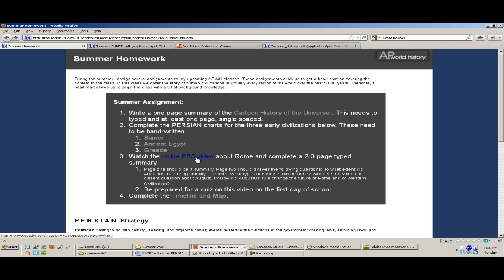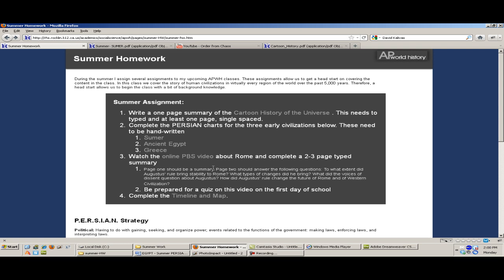And so what you're going to do here is watch that video, and then type up a report on this. This report should be roughly 2 to 3 pages. What I would like is that the first part should basically be a summary. So about a page and a half should be just a summary of what you saw.